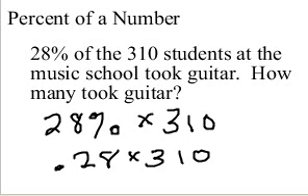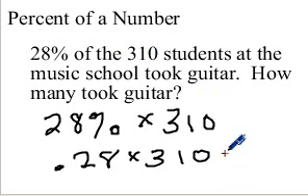And I just want to back up a step here, because the very first thing we should do is try to estimate. What do you think 28% of 310 is? Well, I know that 28% of 100 is 28. So of 300, it's going to be about 28, 56, 84, around 80, 90, in that range.